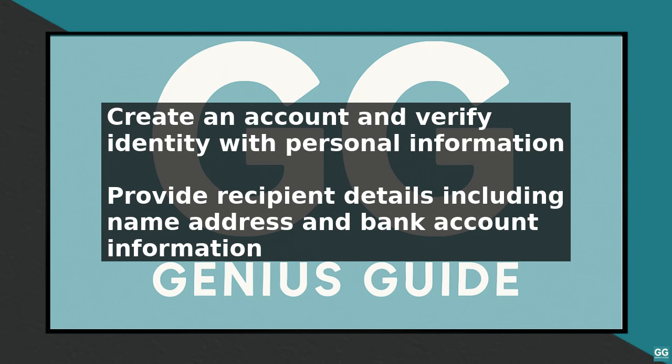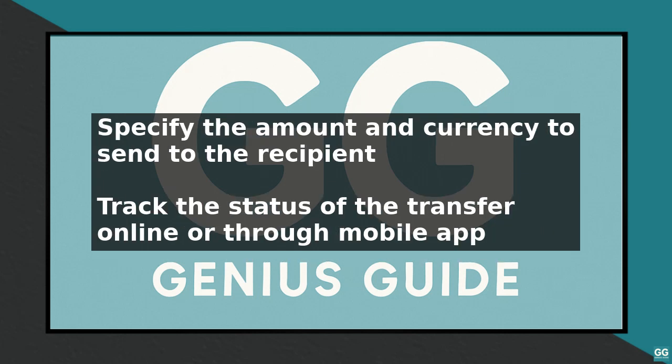Once you have chosen a provider, you will need to create an account and verify your identity. This typically involves providing some personal and financial information, such as your name, address, and bank account details. Next, you will need to enter the recipient's details, including their name, address, and bank account information. Make sure to double-check the recipient's details to ensure that the money is sent to the correct account.